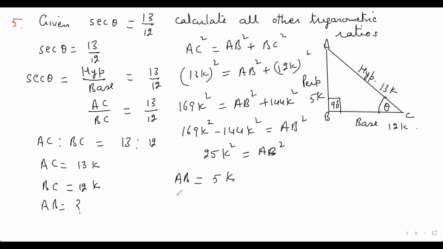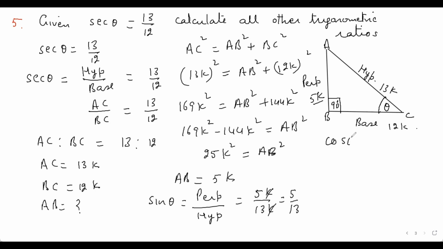I am to find other trigonometric ratios. So I am to find sine theta. Sine theta is perpendicular upon hypotenuse. Now perpendicular here is 5K and hypotenuse is 13K. It means 5K upon 13K. K cancelled. I have 5 by 13. Cos theta is base upon hypotenuse. Base here is 12K. Hypotenuse is 13K. So that is equal to 12 by 13.